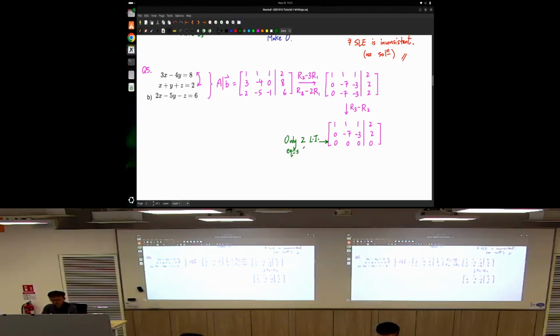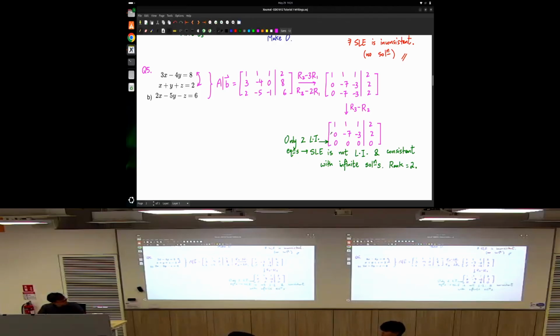Then you have 3 unknowns. So what does that mean? That means that you have infinite solutions. Okay, so that means your system here is not linearly independent. So the SLE is consistent with infinite solutions. Okay, so what is the rank? Rank is 2 lah, because you got one equation, second equation. So rank is 2.